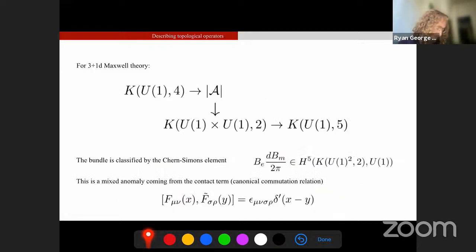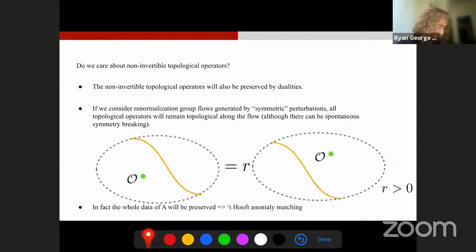Let's see, do I have another example? Yeah, those are the two examples of that. So you can ignore the extension data if you want. Just remember that it's there.